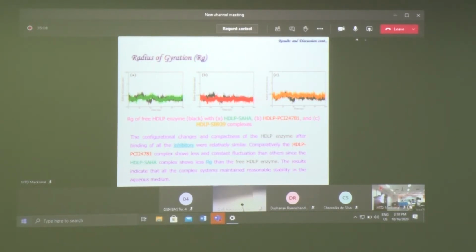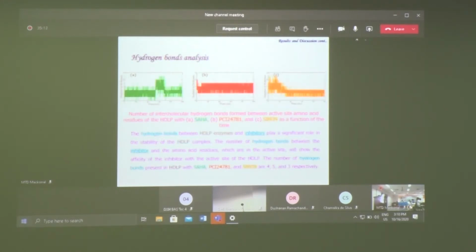And hydrogen analysis. The hydrogen bonds of SPAK enzyme and inhibitors play a significant role in the stability of the system. The number of hydrogen bonds between the inhibitor and the active site amino acids will show the affinity between the active site and the inhibitor. The highest number is present in SPM. SAMA is 4, BCA24781 is 5, and SPM 9.